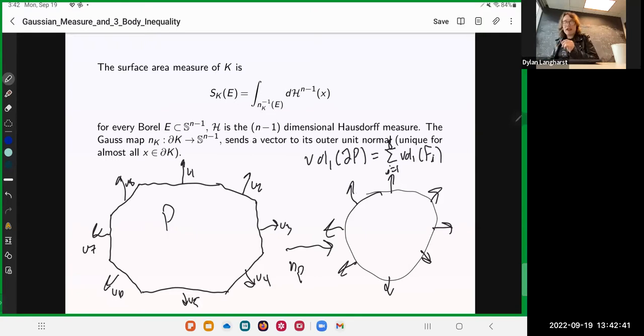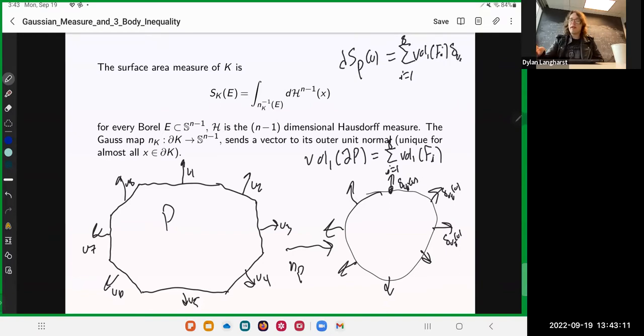And now at each outer unit normal, I'm going to put a point mass, the Dirac measure. So this is delta U1, delta U2, and delta U3, and you get the idea. And so now my measure, dS_P(u), is just the sum over i equals 1 to 8, in this example, of the volume of these faces times the point masses at the U_i.